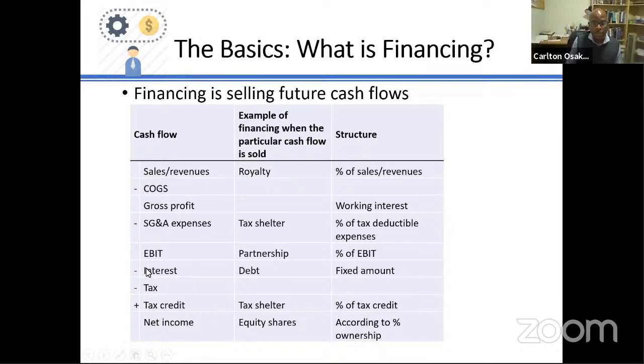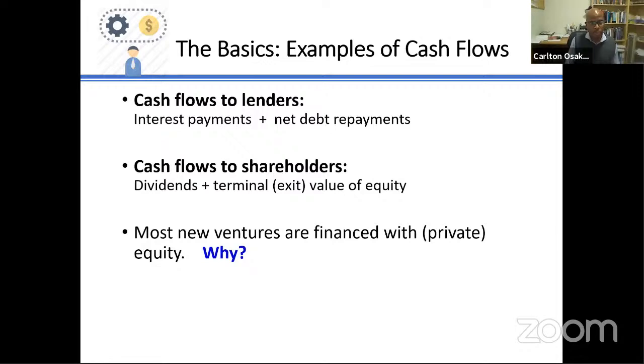You could sell off interest payments, and that of course is debt or borrowed money. And at the bottom, you could sell off the net income after taxes, and that is equity investment or equity financing. The two most common methods of financing are borrowed money, where the cash flows are interest payments and the net principal payment, and private equity, at least for small businesses. Public equity, if you become large enough.